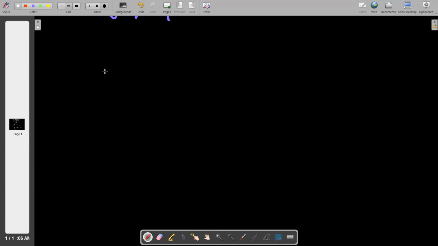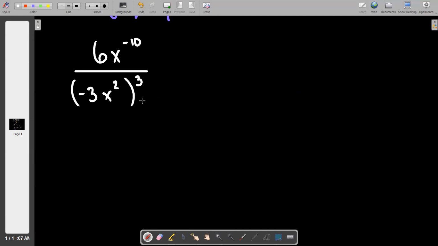Next one. I have 6x to the -10th over the quantity of -3 x squared to the power of 3. Sorry to ask you this, but I will ask you every time because I think what we do in this business is we say and do something until it just gets stuck. What do we do first? Get rid of the parentheses. And in this case, there are 2 items inside the parentheses. One of them is a -3. So he is going to become the recipient of that exponent of 3.